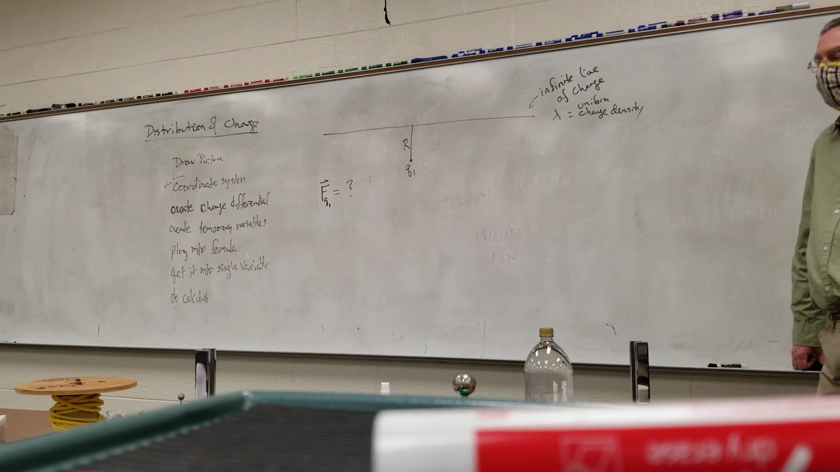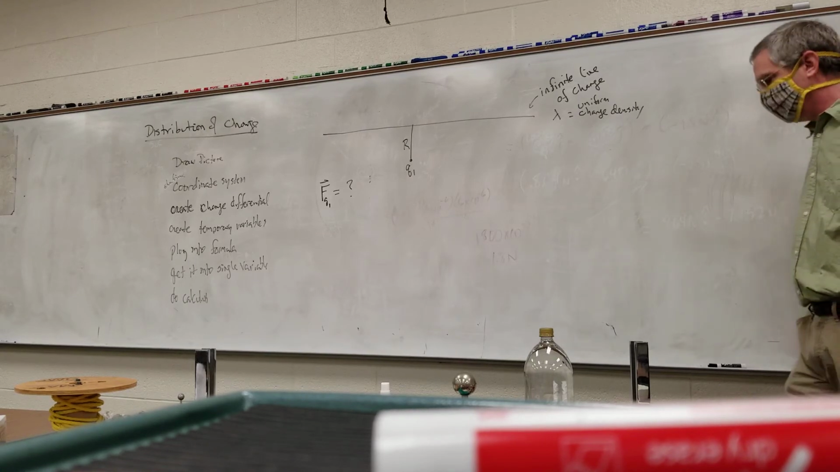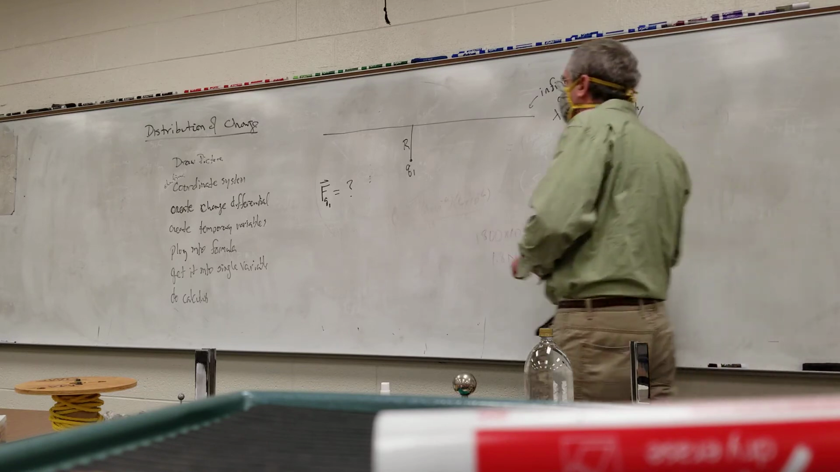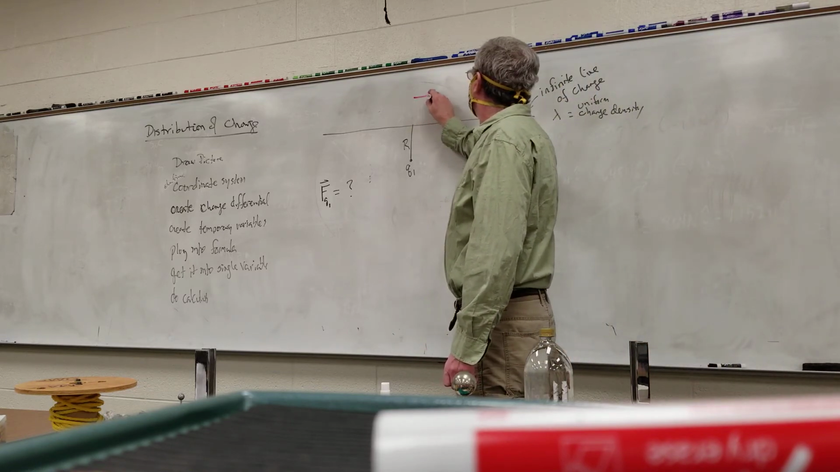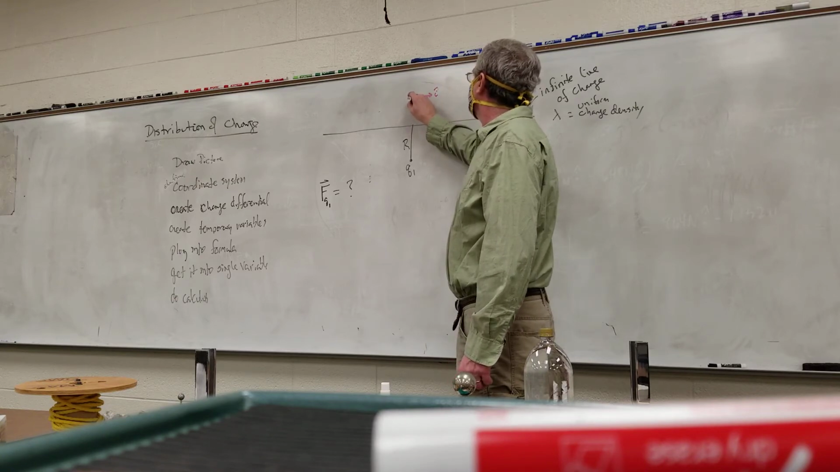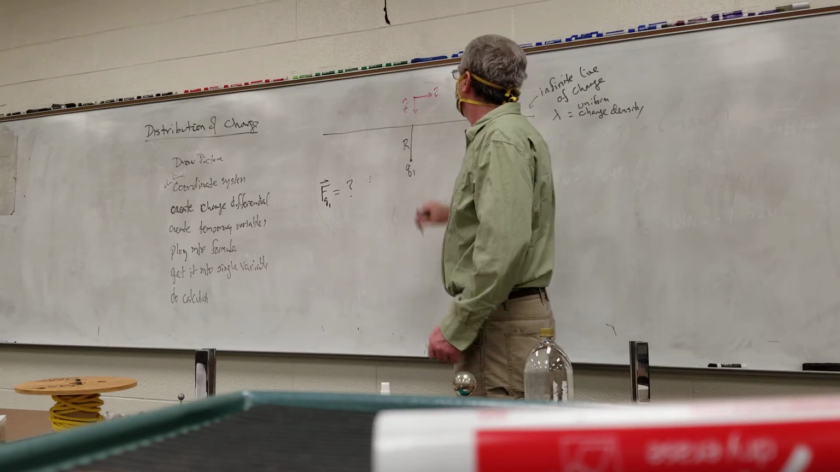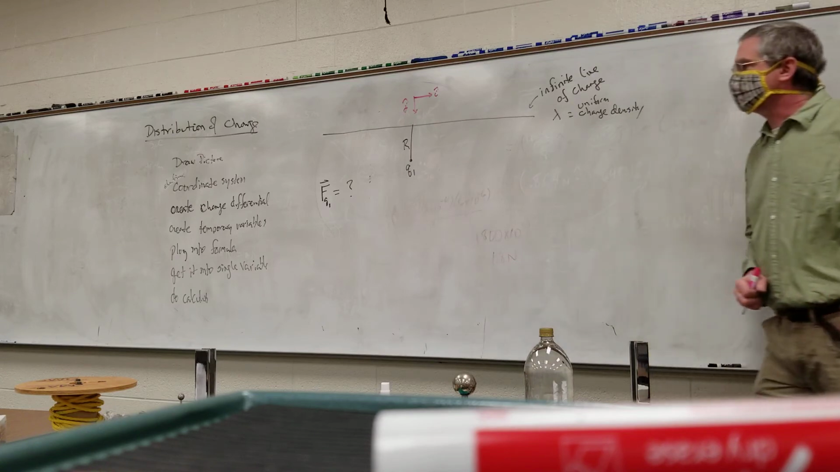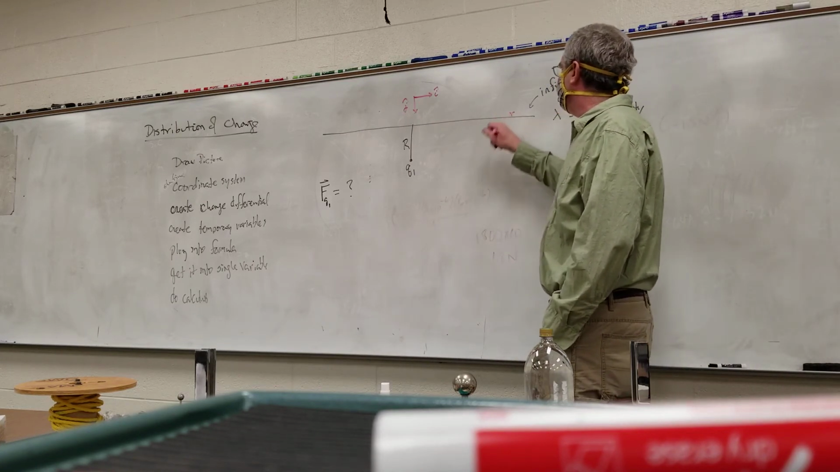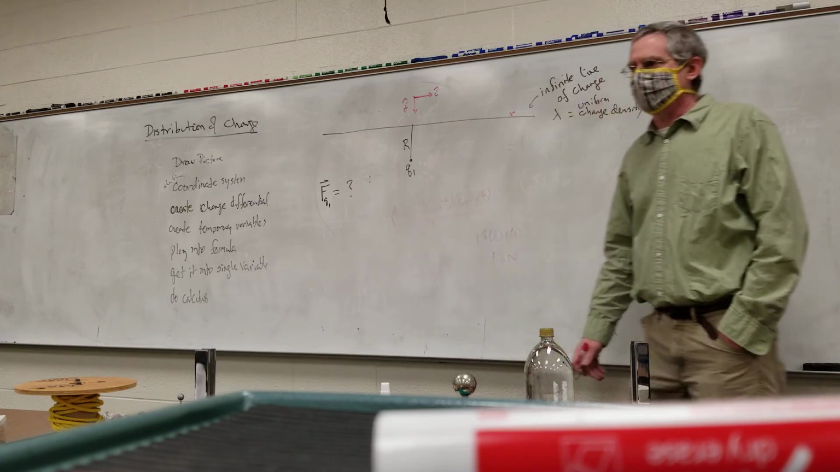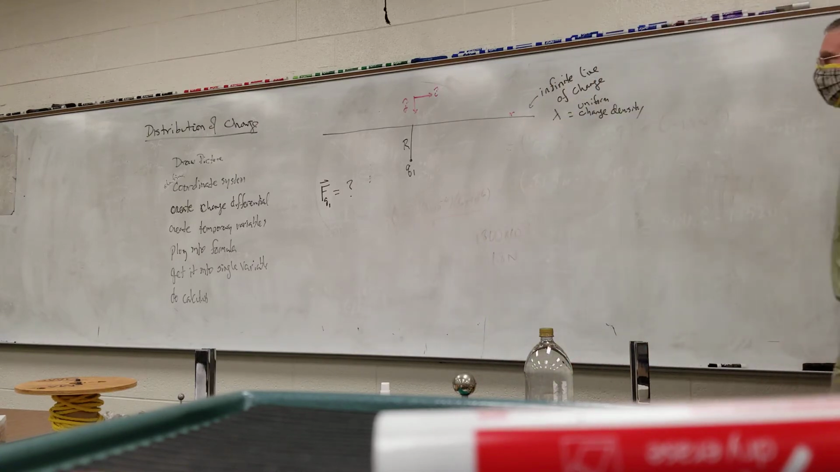So go through the steps. I've already drawn the picture. Coordinate system: a rectangular coordinate system works nicely here. Let's go ahead and make this i hat and make down j hat. And I'm going to call this the x-axis, just because we're going to need a variable at some point.